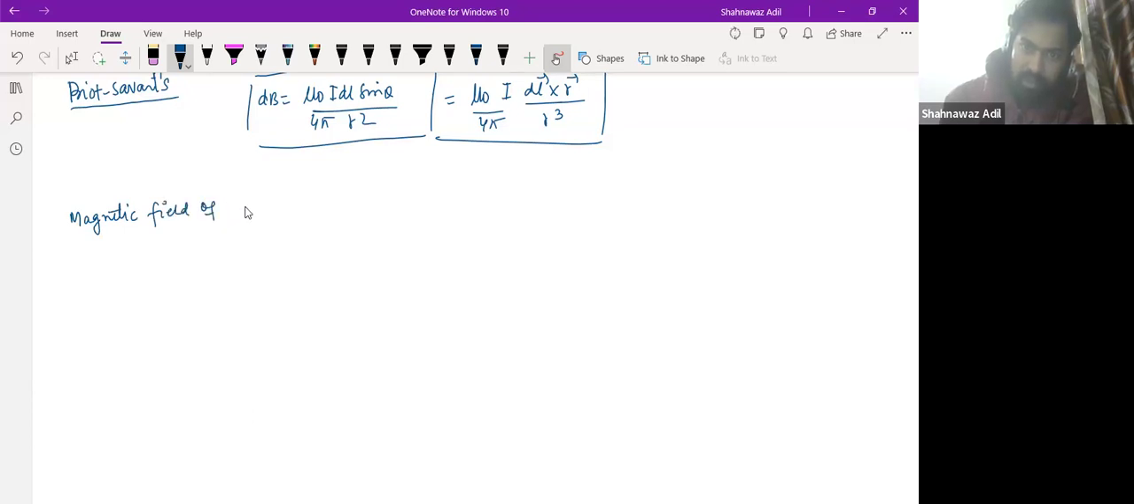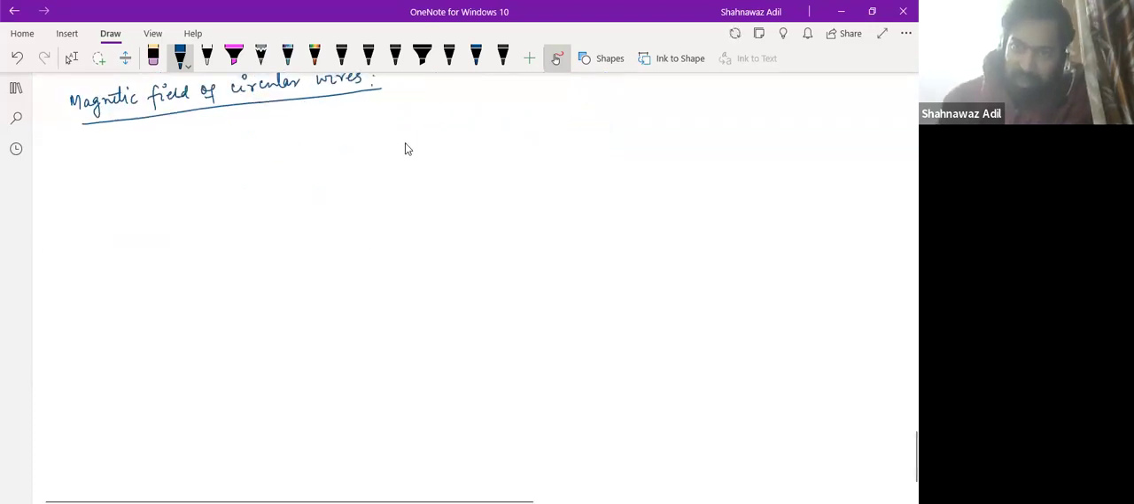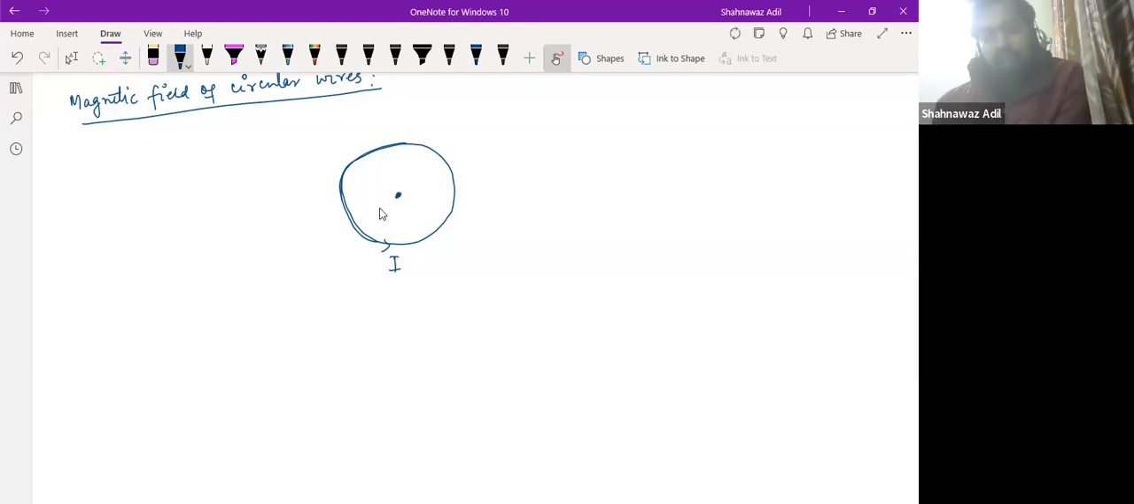of circular wire. Okay, so what do we have? We have a circular wire, right? We have a circular wire, and the current is flowing in it. So let's say the current is flowing this way, and we want to calculate the magnetic field at the center.